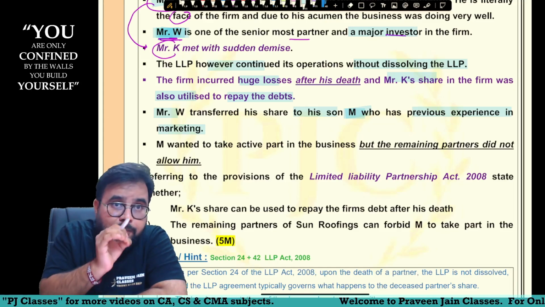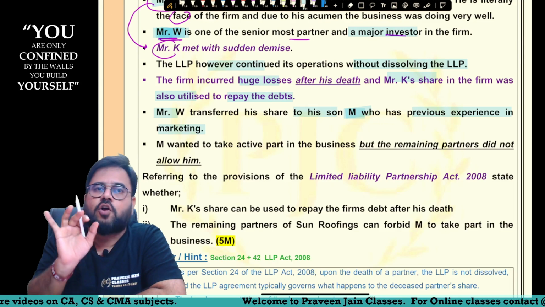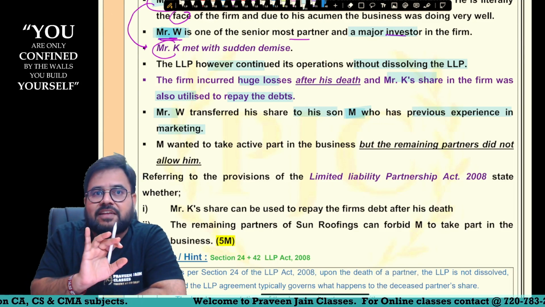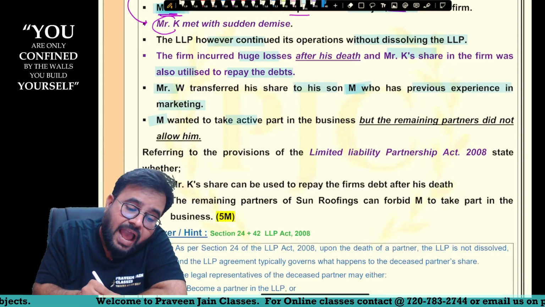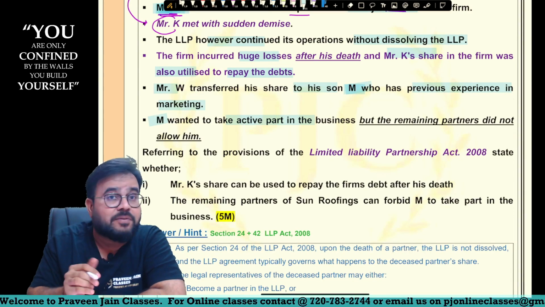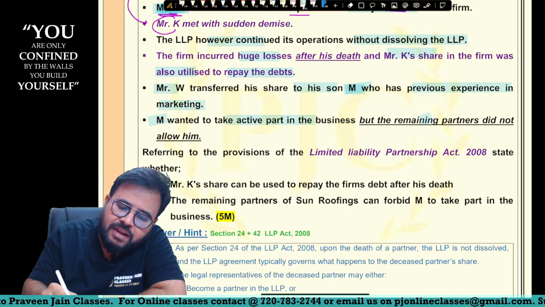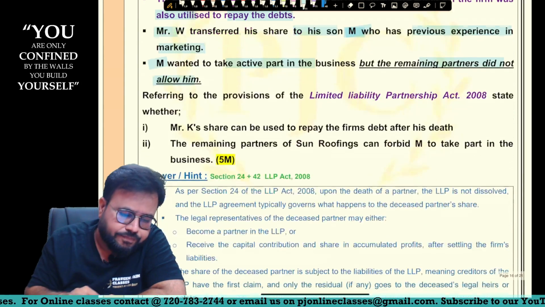That doesn't mean W will cease to be the partner. W is still the partner. M is not at all a partner. In other words, he has no say in the LLP, sir. M wanted to take active part in the business. That only I was telling. You cannot take any active participation because you are not the partner. But the remaining partners did not allow him. Obviously, they have this right, sir.